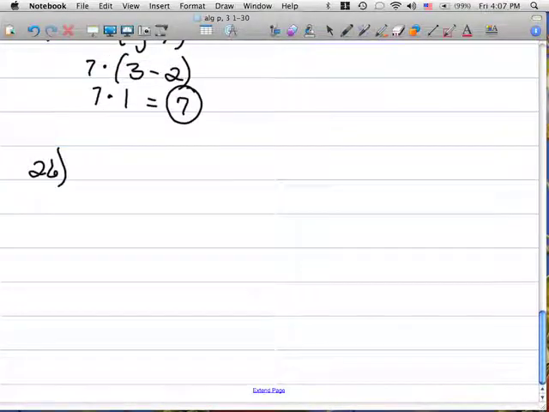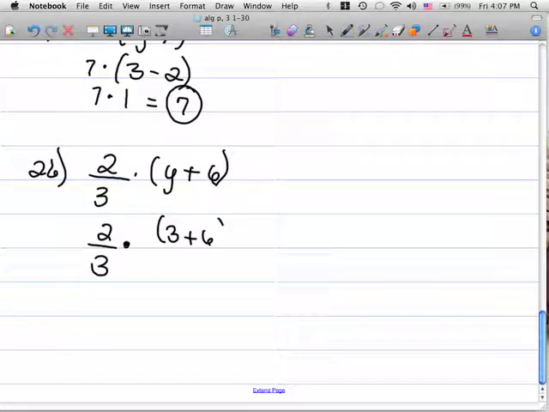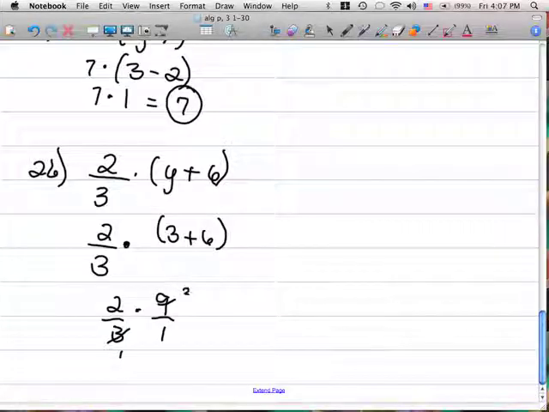Problem number 26. We have 2/3 times the quantity y plus 6. Substituting in the value for y, which is 3, and adding it to 6. Please remember to use 2 lines for fractions so we don't have the work crowded and it's easier for you to read. 3 plus 6 is 9, so we have 2/3 times 9. And we can cancel here. So 3 goes into 3 once, and 3 into 9, 3. So our answer is 6.